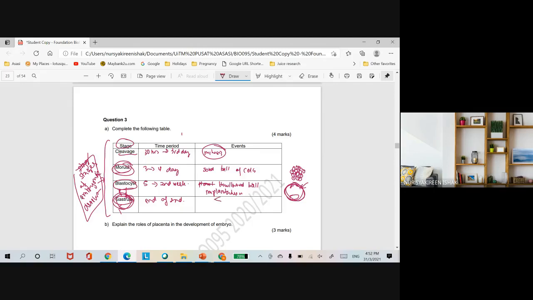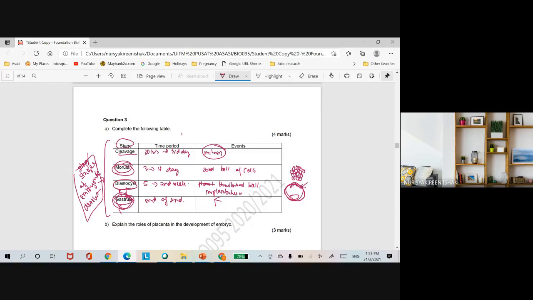Ectoderm, mesoderm, endoderm. Okay, so the ectoderm will form the nervous system and your epidermis of the skin. And then for the mesoderm, it forms most of your organs. And then the endoderm, it forms the lining of your organ system. Macam tu. Okay.